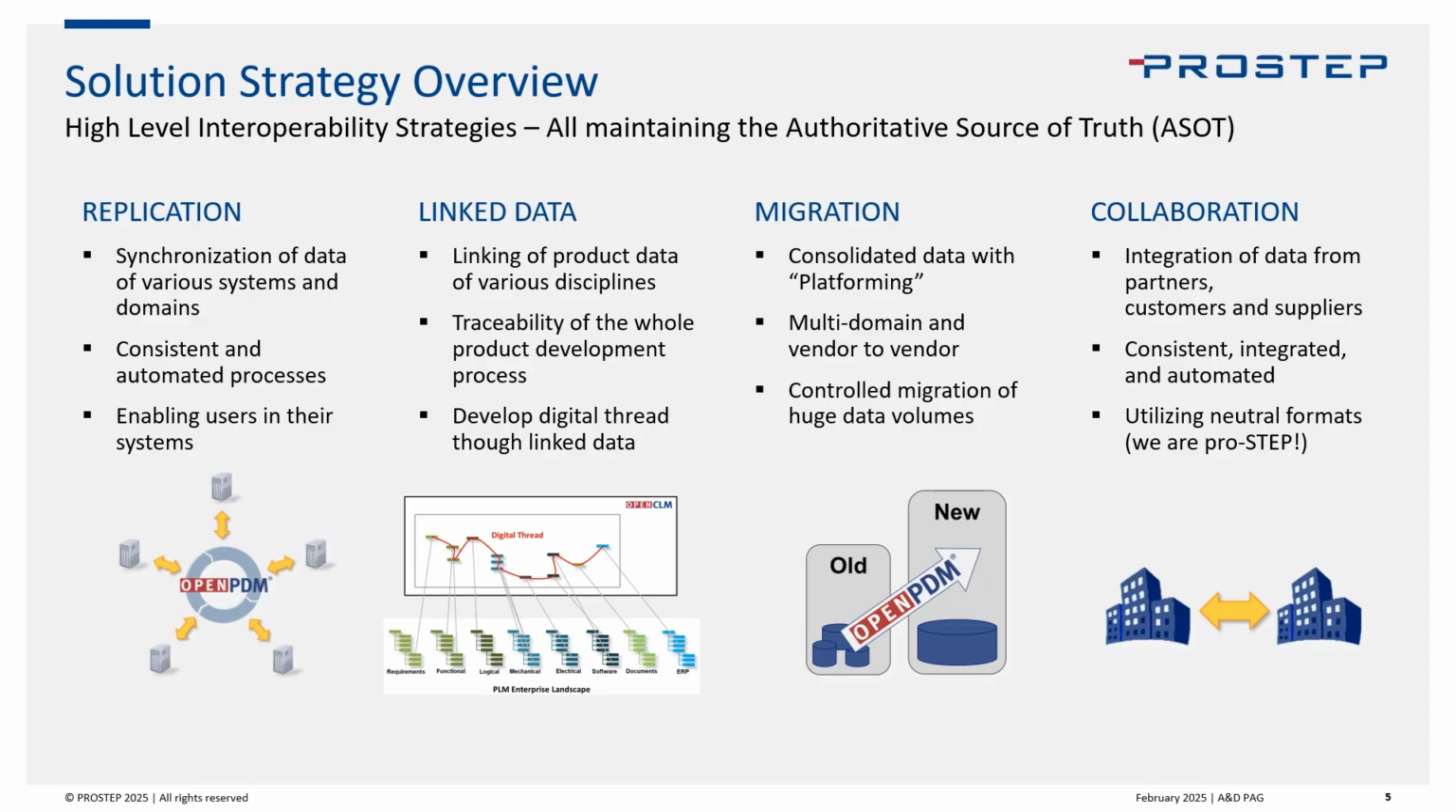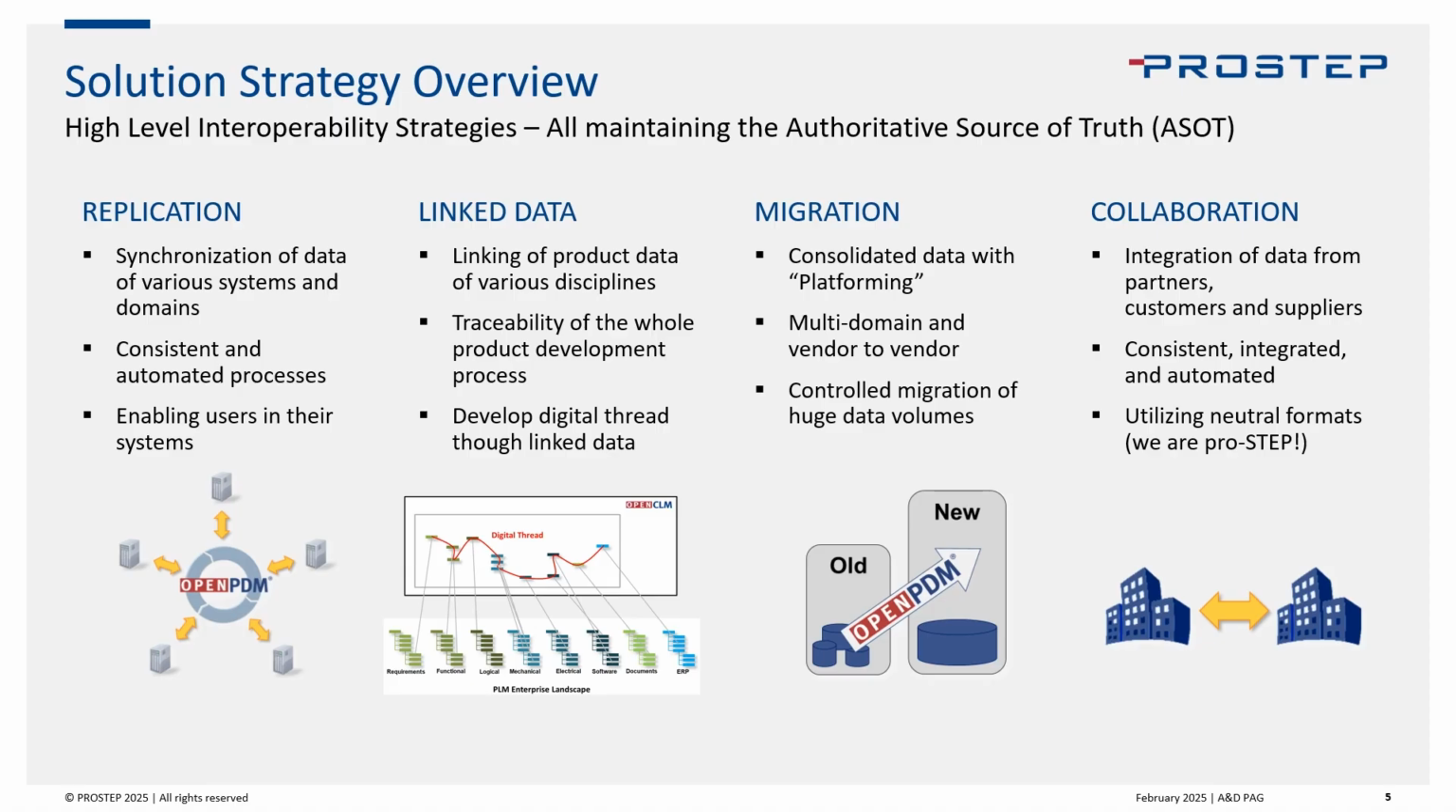First, replication, and this is the export from one system, map to the second system, and import to that system, and do that in a consistent and automated process. So, a typical example of this is from your product lifecycle management system, you need to release to ERP. So you have a release, that release then triggers the synchronization, and then you go ahead and bring the data into ERP.